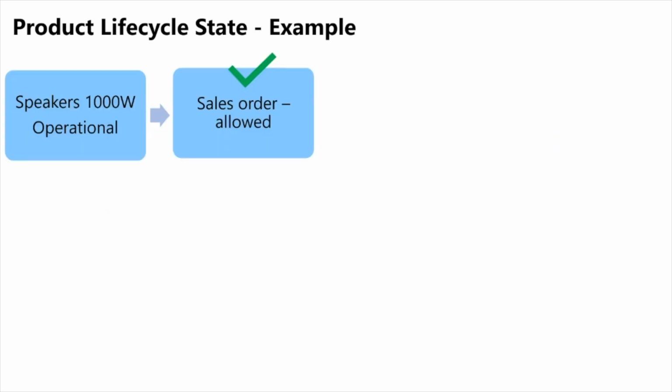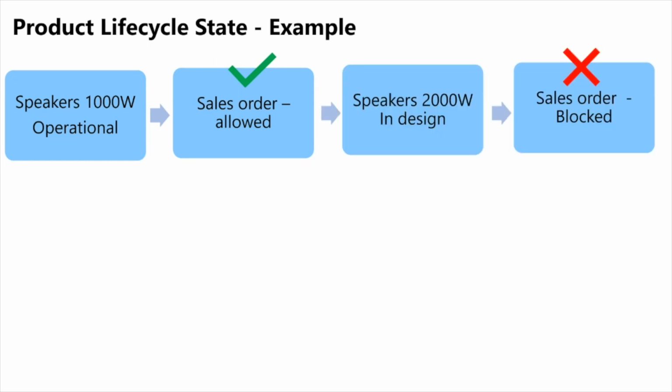Now let's look at an example of product lifecycle state of a product. Let's say an electronics manufacturer has a speaker of 1000 watt, which is operational and in the market. The organization is allowed to transact against this product, hence the product can be used on a sales order transaction. Meanwhile, the manufacturer is working on designing a new product, say speakers of 2000 watt. Since this product is still in design, it is not yet allowed to be transacted against. In such a case, transactions such as sales orders will be blocked.